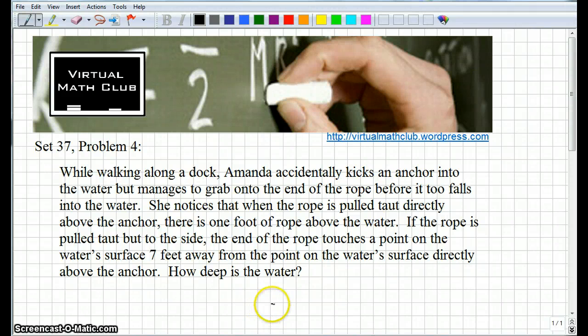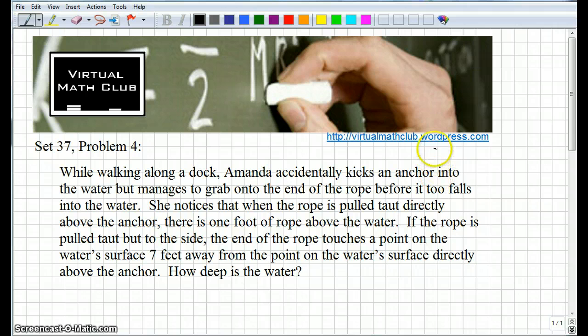Problem number 4. While walking along a dock, Amanda accidentally kicks an anchor into the water, but manages to grab the rope before it falls into the water. She notices that when the rope is pulled taut directly above the anchor, there is 1 foot of rope above the water. If the rope is pulled taut but to the side, the end of the rope touches a point on the water surface 7 feet away from the point on the water surface directly above the anchor. How deep is the water?